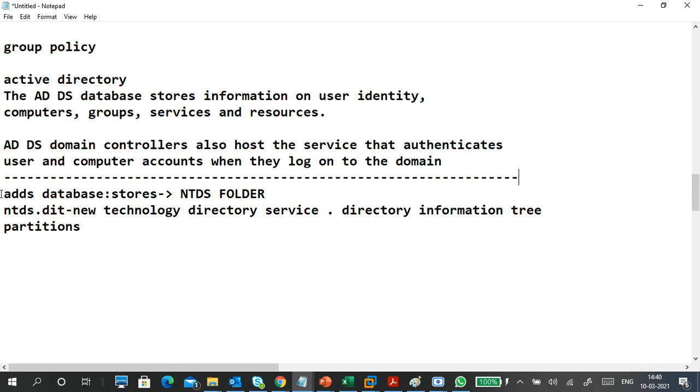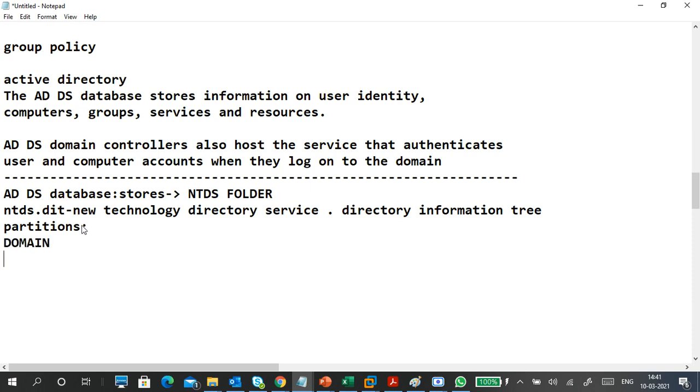Now I'll remove this thing. Active Directory database, so we'll type in caps ADDS. So the database name is ntds.dit and it contains partitions. What are the partitions?